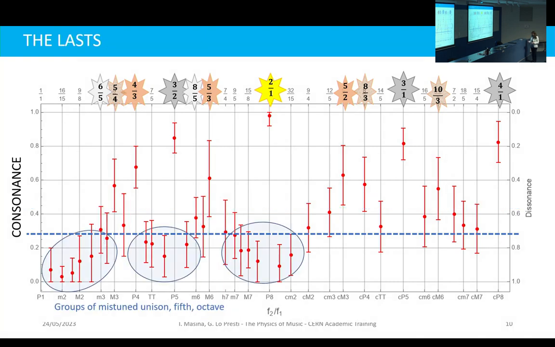And here is the group of the last. They come in three groups. One group around the mistuned unison, one close to the fifth. You see, there is really a drastic drop from the fifth down here, and the same for the octave. So this is also associated to roughness. We saw yesterday the mistuned is associated to roughness, and you use it to tune your instrument, precisely this effect.